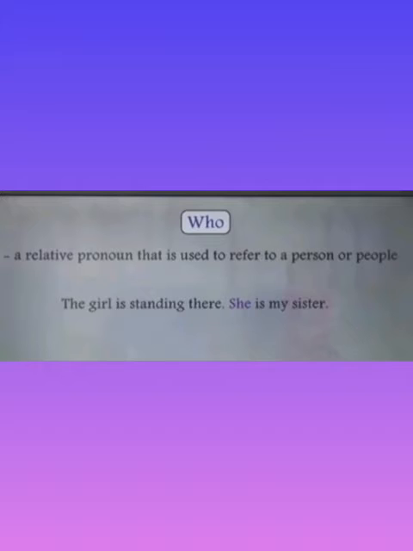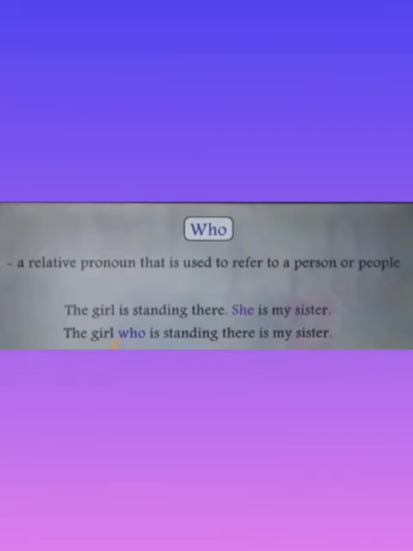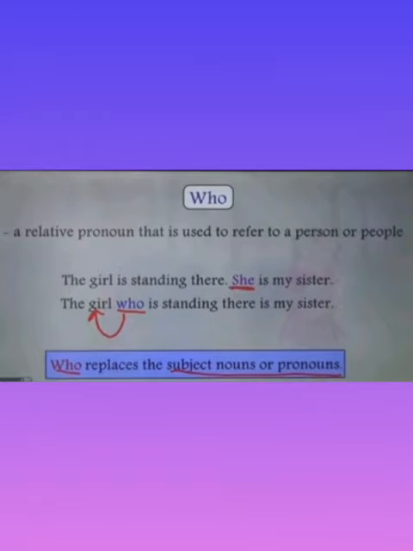Let's see another example. The girl is standing there. She is my sister. Here, she refers to the girl. So we can use the relative pronoun who and join the two sentences. So we can say, the girl who is standing there is my sister. So who replaces the subject nouns or pronouns? Here, she is my sister. So here, she is the subject referring to the girl. So that is why we have used the relative pronoun who.